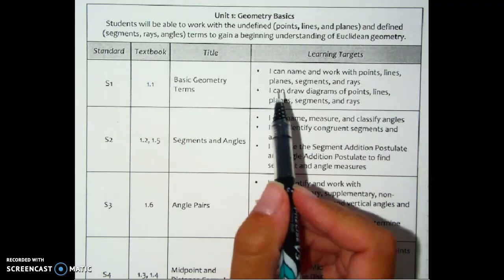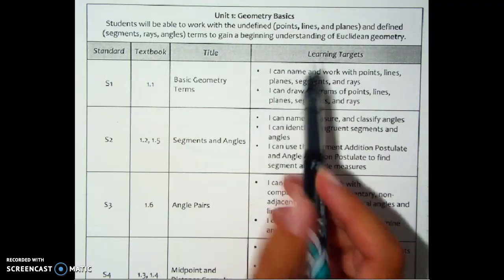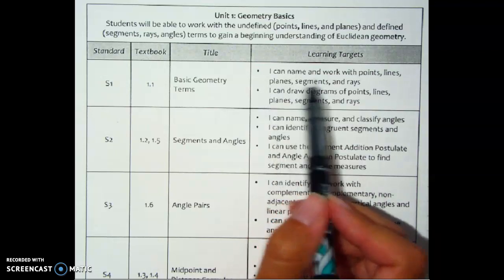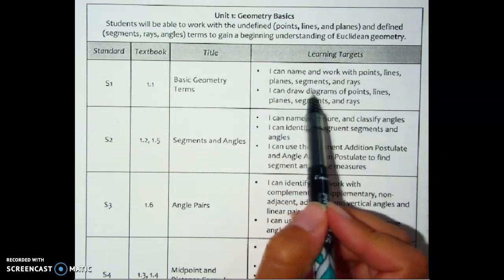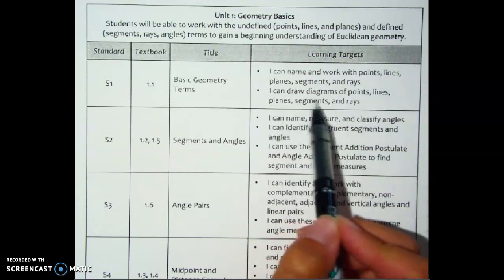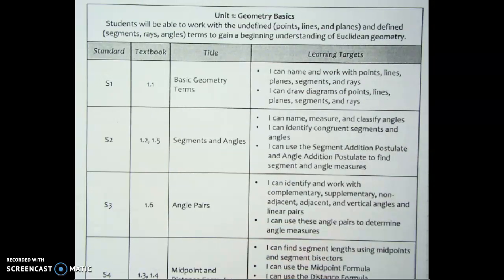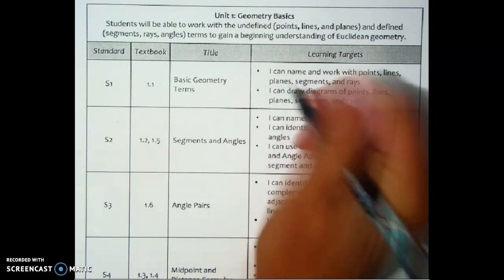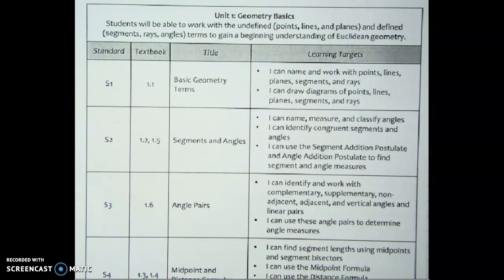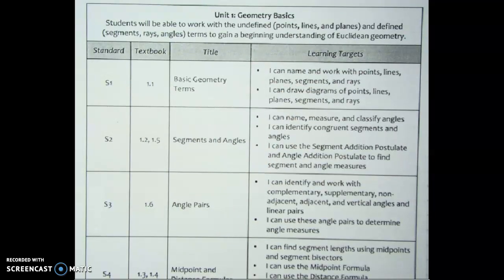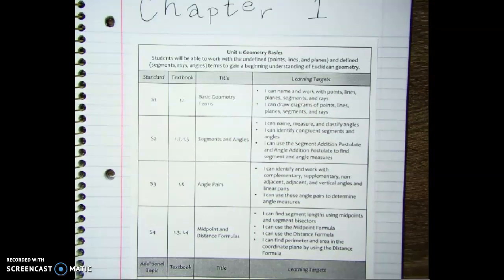We will not finish standard 1 today. But when we are done with standard 1, we should be able to name and work with points, lines, planes, segments, and rays. And we should be able to draw diagrams of points, lines, planes, segments, and rays. That's the goal of standard 1. Once we've achieved that, then we'll move on to standard 2. This is kind of my checkoff page. I even use this as a checklist, and once I can do those, then you can check them off. All right, I'm going to zoom back out and go on to the next page. I just taped in those standards.